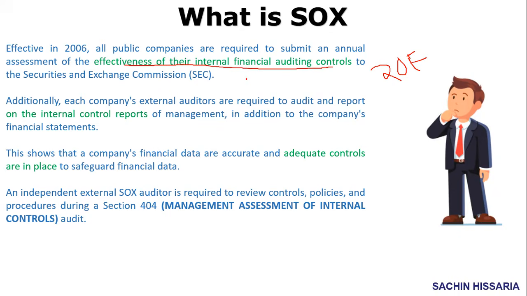Okay, so as a part of this compliance, they will appoint one external auditor who will report on the internal control of the company. That auditor will comment on whether the company's financial data are accurate and adequate controls are in place to safeguard the financial data. So they will do this compliance on an annual basis through the 20F form. Okay. So basically the company will appoint a SOX auditor who will check the controls as per Section 404.